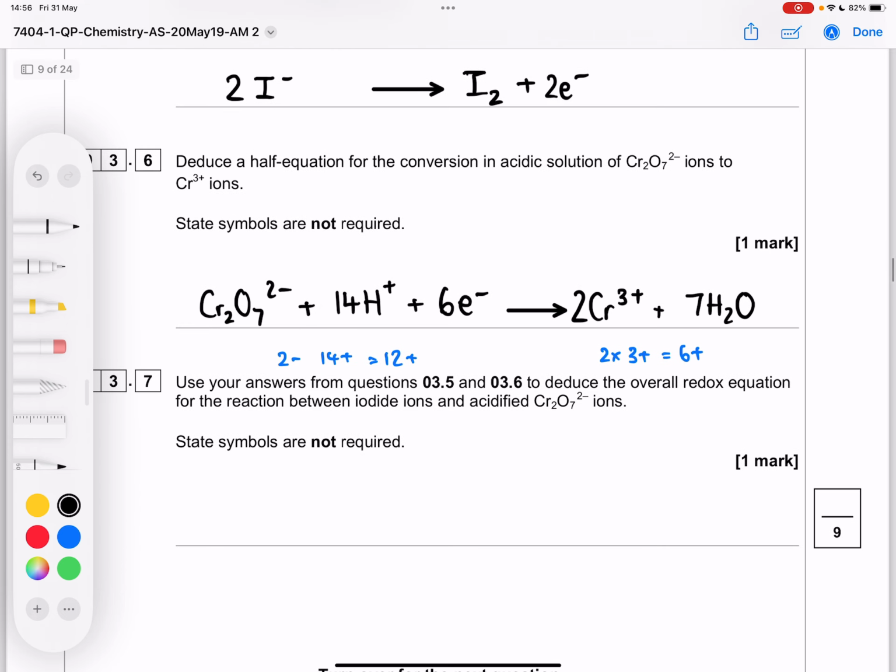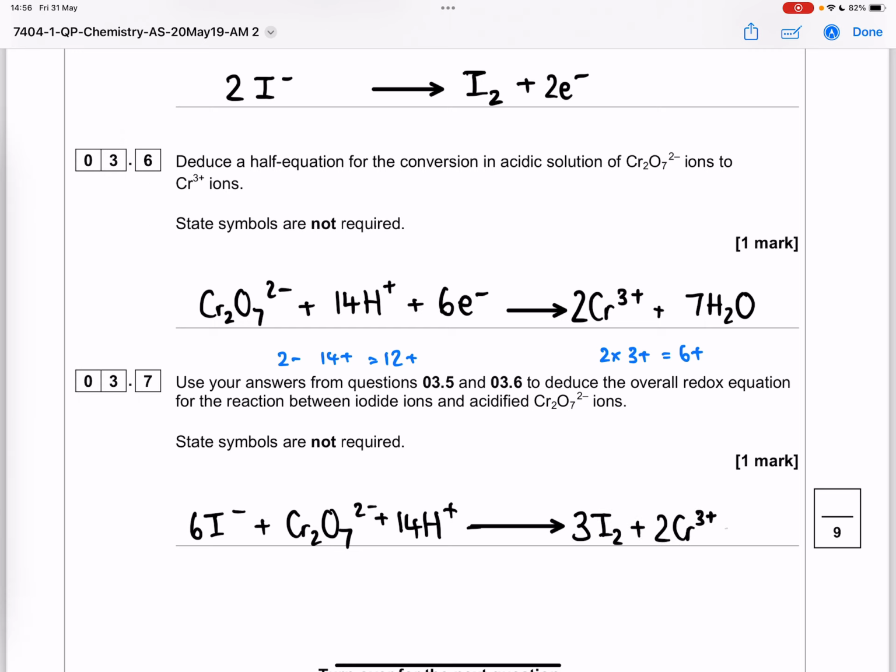And then we're going to use our answers to these two parts. And we see that we need to times our top half equation by 3 in order to balance the electrons. So I'm going to get 6I- and we're going to get 3I2. And not changing anything in the chromium half equation.